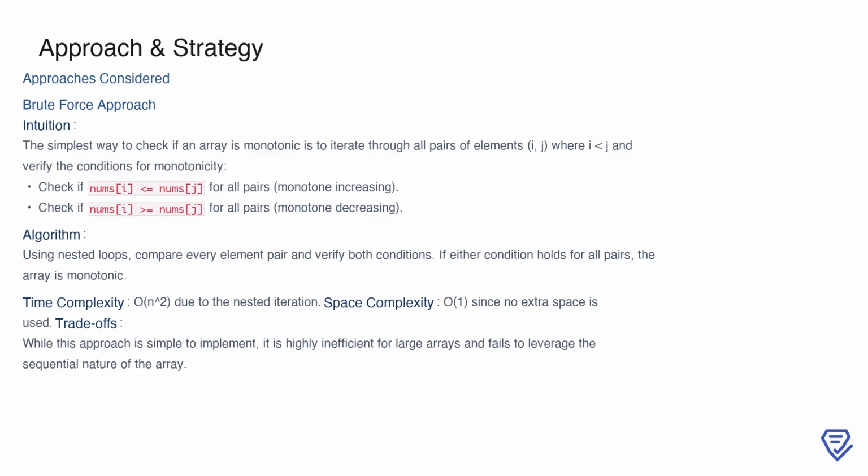To begin, let's explore the brute force approach. The intuition here is straightforward. We check every possible pair of elements in the array to determine whether the monotonicity conditions are satisfied. For a monotone increasing array, each earlier element should be less than or equal to every later element. Similarly, for a monotone decreasing array, each earlier element should be greater than or equal to every later element. The algorithm uses nested loops to compare all pairs of elements, verifying these conditions. While this method is simple and easy to implement, it comes with significant drawbacks. The time complexity is O(n^2) due to the double iteration, and this makes it highly inefficient for larger arrays.